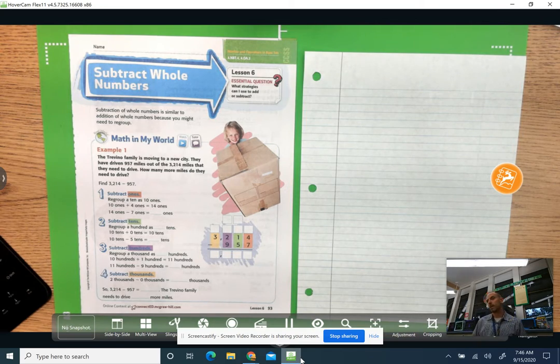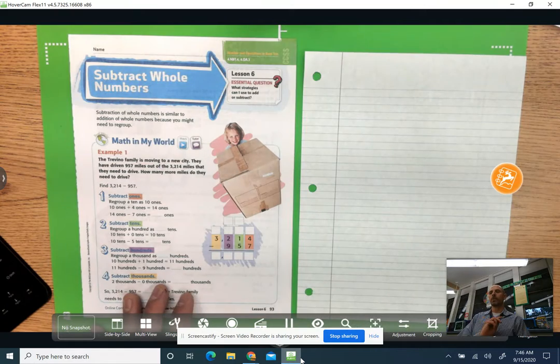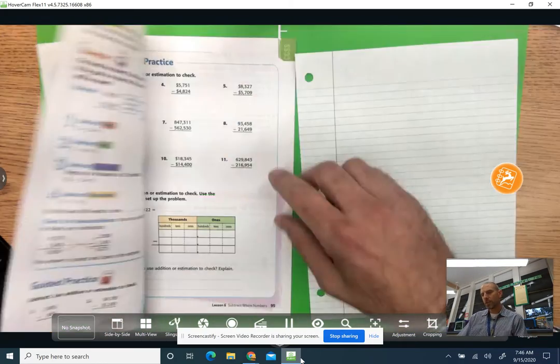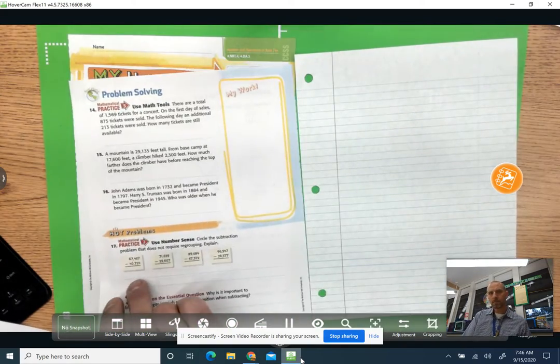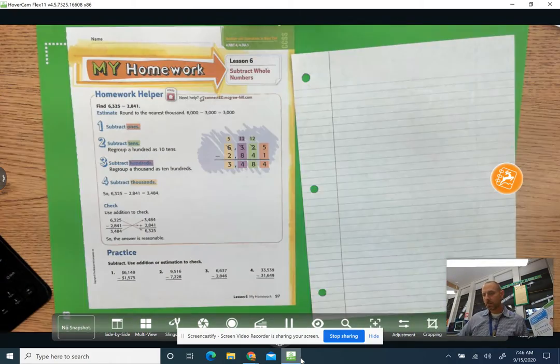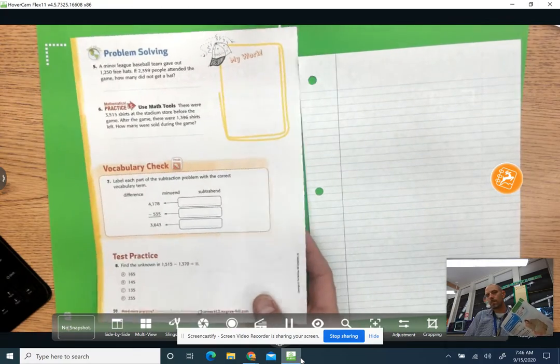All right, today is subtract whole numbers. This is chapter 2, lesson 6. I'm going to be going over the introduction and a few independent practice problems. And your homework assignment is page 97 and 98.